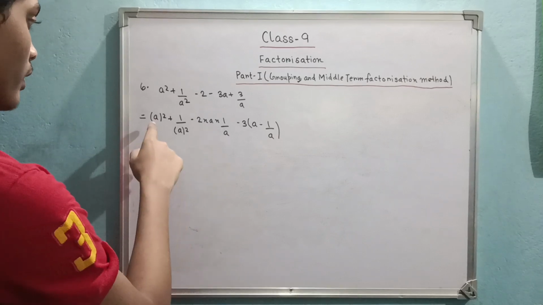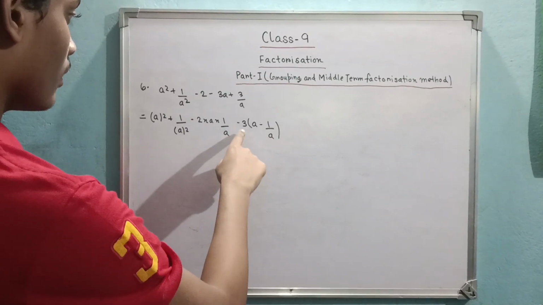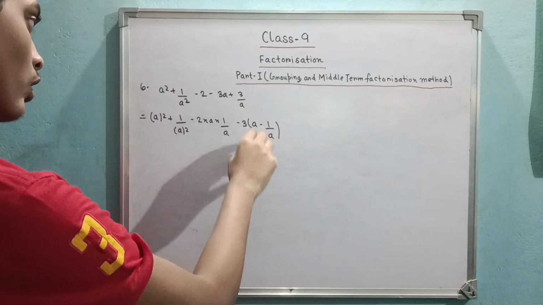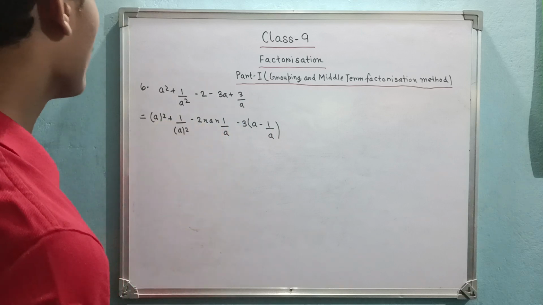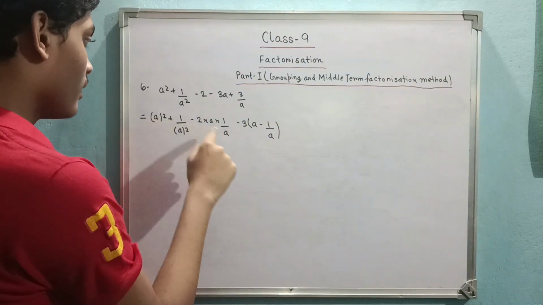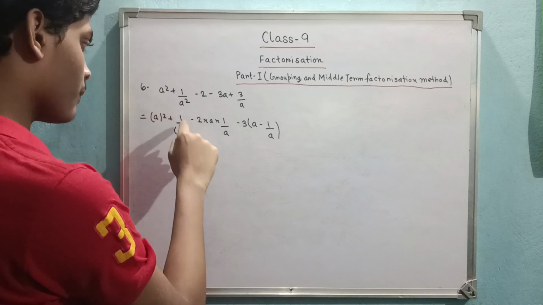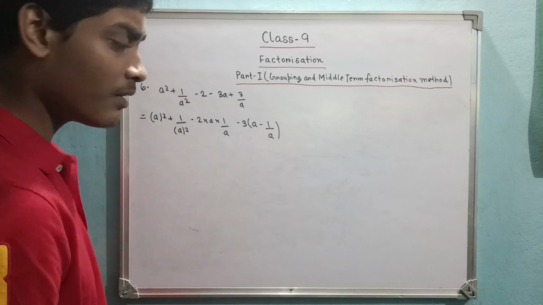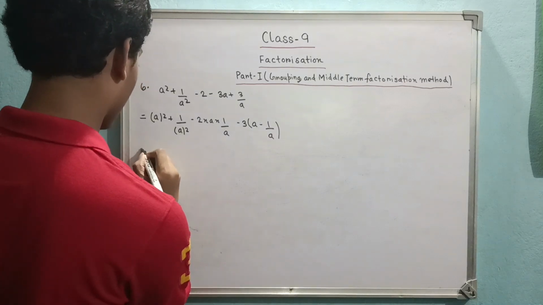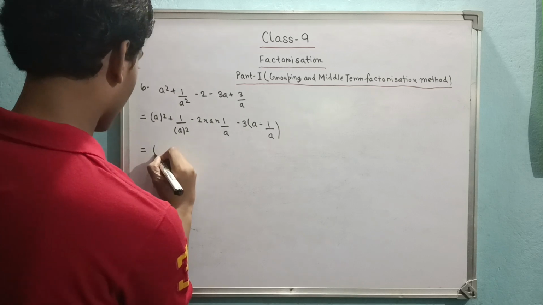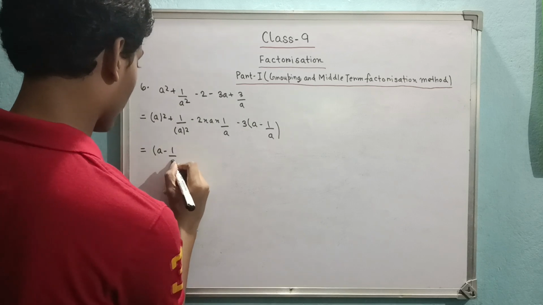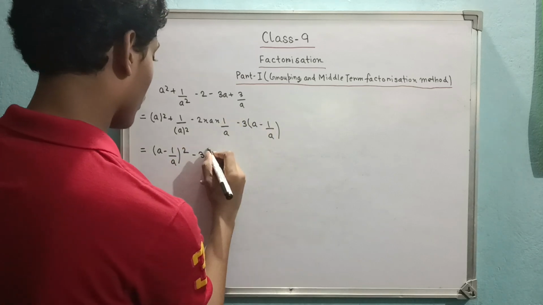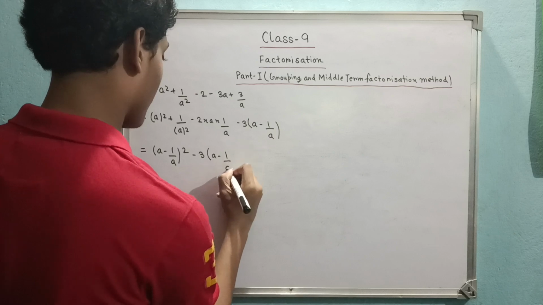Alright, as you can see, this one, minus 3 into a is minus 3a, and minus 3 into minus 1 by a means plus 3 by a. This is also same and this is also same. Why did I do this? Doesn't it look like a square plus b square minus 2 into a into b? Right? What is it actually? A minus b whole square. Here it is a minus 1 by a whole square. Okay? Minus 3 into a minus 1 by a.